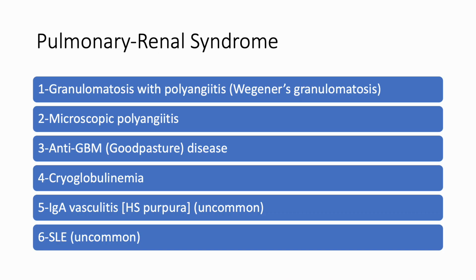Very often, especially in an intensive care unit setting, you see a patient with pulmonary renal syndrome. Okay, so you have someone with hemoptysis, you have respiratory failure, you have acute kidney injury, you have proteinuria, hematuria. So what is the differential diagnosis? The top three, granulomatosis with polyangiitis, microscopic polyangiitis, and anti-GBM disease. Don't forget those.